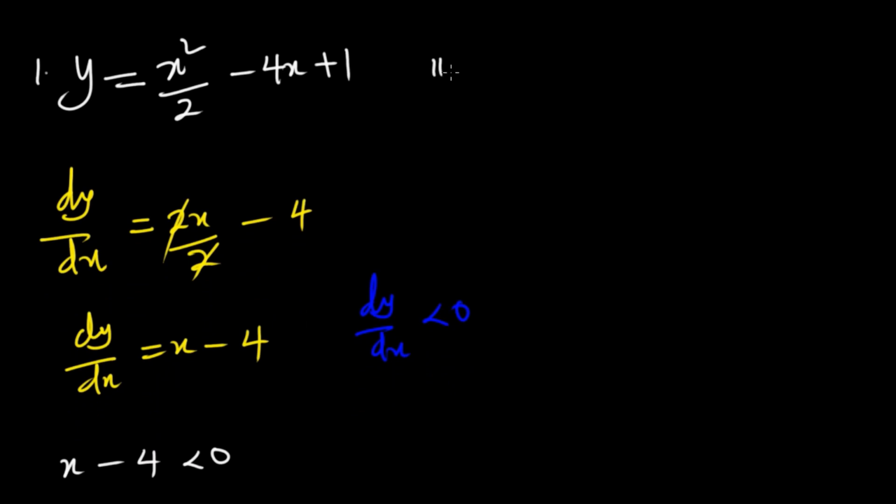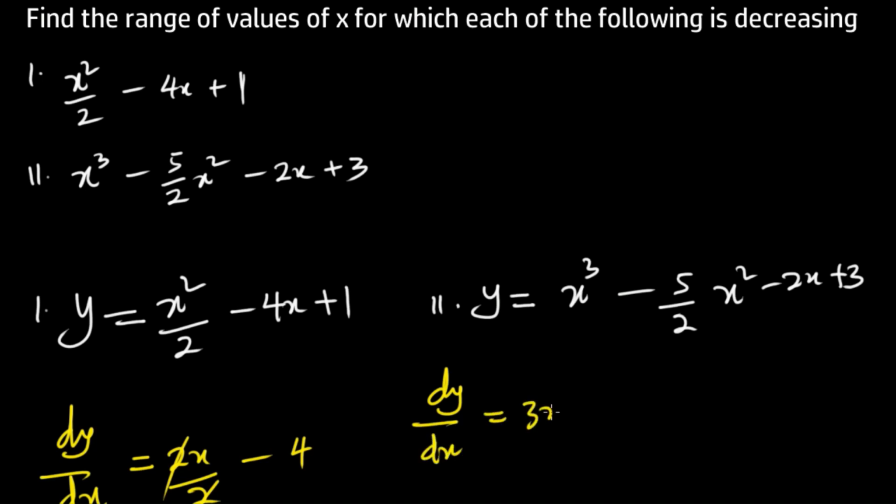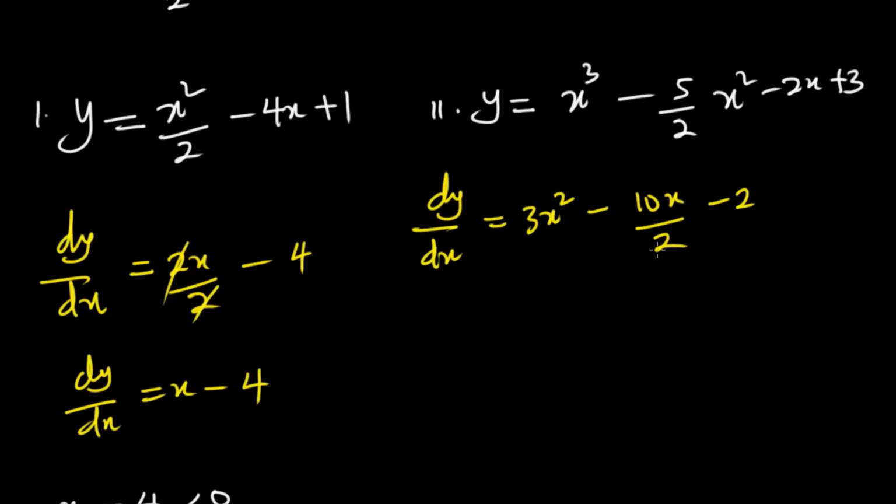For the second one, let me clean this up to have more real estate to work with. In the second example, we have y equal to x cubed minus 5 over 2 x squared minus 2x plus 3. Again, the first thing we have to do is look for dy over dx. In this case, dy over dx equals 3x squared minus 10x over 2 minus 2 plus 0. Here 2 goes into 10 five times, so I have lastly that dy over dx equals 3x squared minus 5x minus 2.